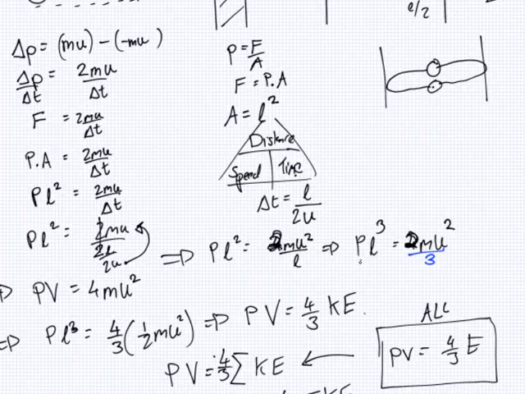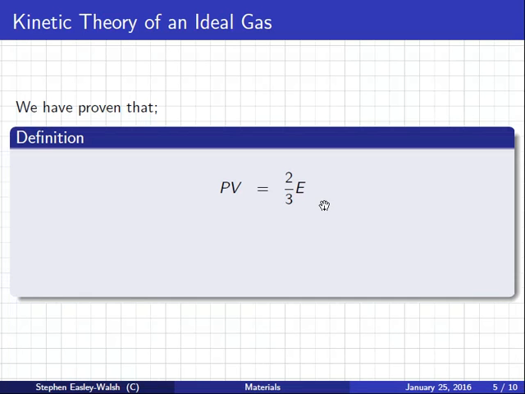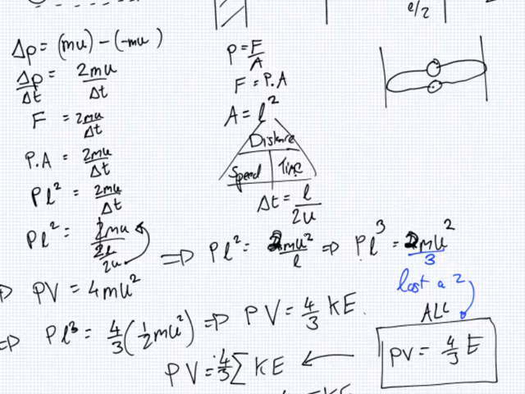Hey, I've lost a 2 somewhere, didn't I? Oh, okay. I lost a 2 somewhere here. I should have gotten 2/3, not 4/3. That's life.